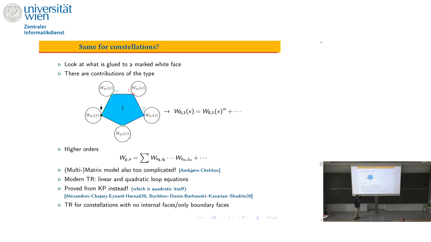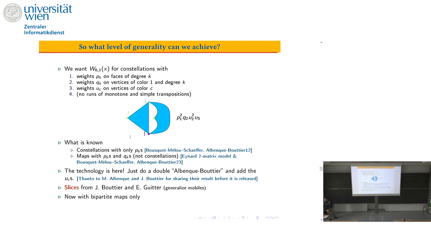However, the modern formulation of topological recursion, at least the most modern for me, is that I don't use those equations that I showed you before, but I need something that's weaker, which are the linear and quadratic loop equations. And you can get them from the KP hierarchy, for instance. So that's what those two groups did in 2020. They obtained the linear and quadratic loop equations and proved the topological recursion without internal faces. So that's why it was difficult, because if you write the naive equations, they are not quadratic. At least that's my point of view.